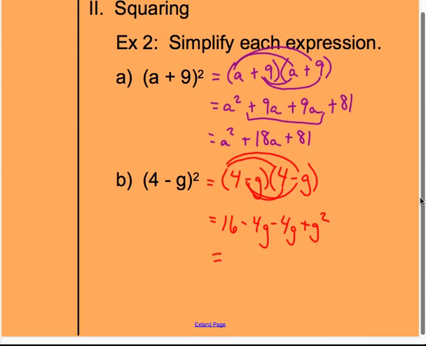Writing this in standard form and combining my like terms, I'm going to start with G squared. Negative 4G minus 4G. Again, what is our subtracting rule? That's right, add the opposite. So we get negative 4G plus negative 4G is negative 8G. And our constant plus 16.